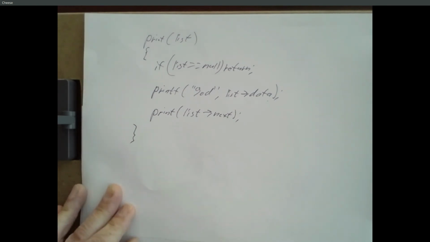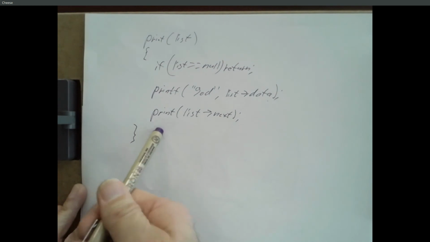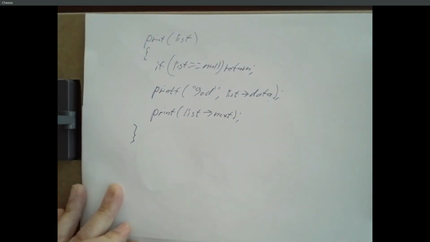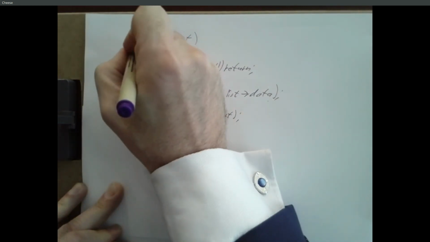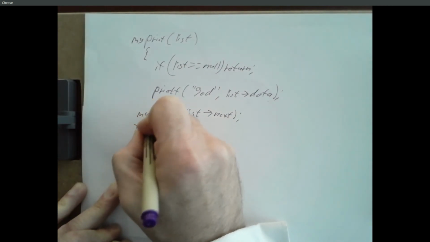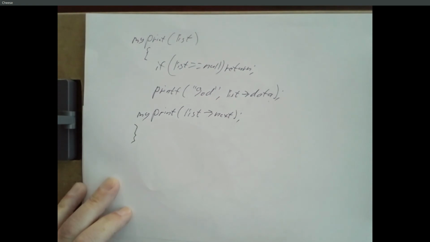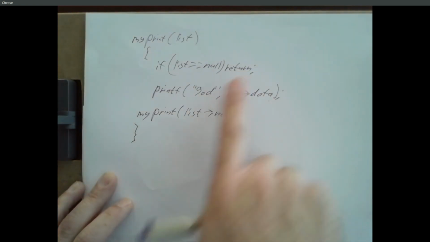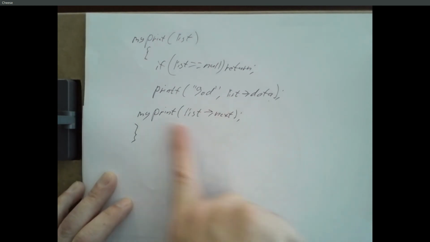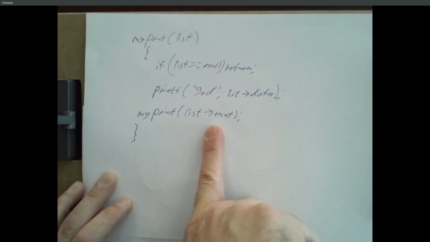And it's recursive because for print to work we have to call print. Let me call this my print so it doesn't look too much like printf. For my print to work it has to call my print. Right? But the code is trivial. If the list is empty, do nothing. Otherwise, print the first node's data, and then print the rest of the list.